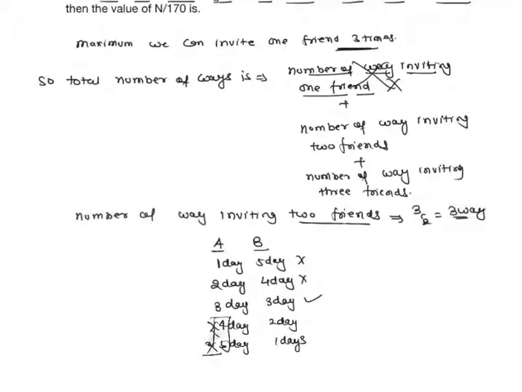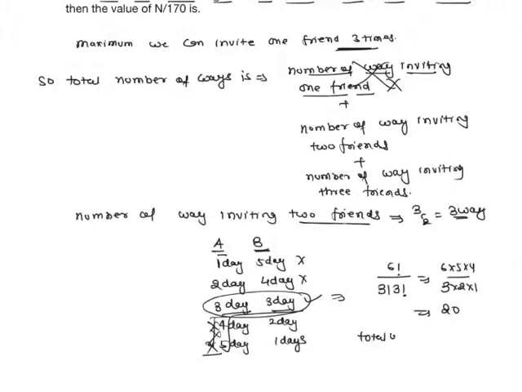So these 2 cases are not possible. Only one case is possible. So out of 6 days, we can invite A in 3 days and B 3 days by 6 factorial divided by 3 factorial into 3 factorial ways. So this will come out 6 into 5 into 4 divided by 3 into 2 into 1. So this will come out 20. So total ways 3 into 20, that is 60 ways.